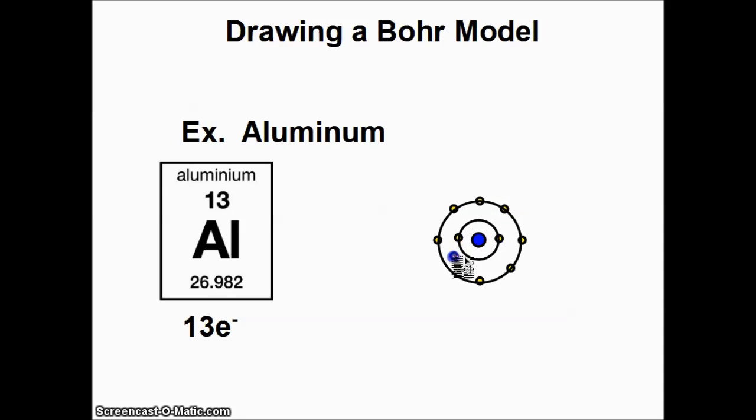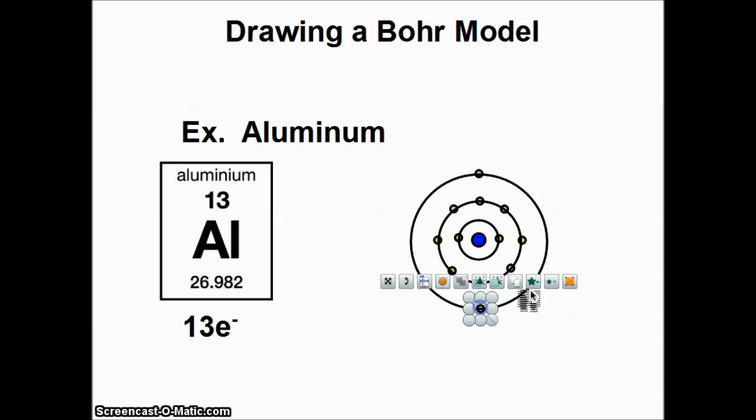right now, and that means I have 3 more electrons that can't fit on the first or second energy level, so I need a third energy level. So I'll bring a third energy level in, and I have 3 remaining electrons, so I will just put those 3 on there. Remember, the third energy level could hold 18, but I only have 13, so it's only going to hold as many as I have.